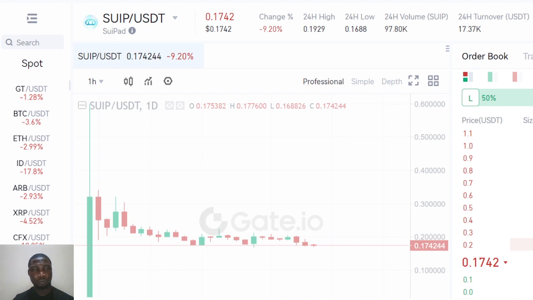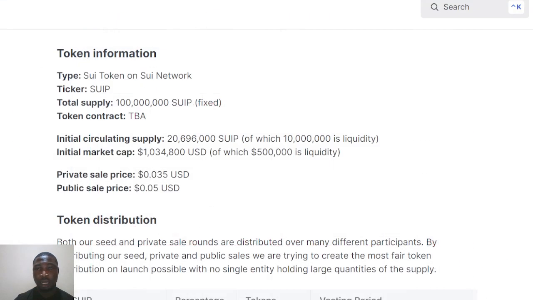It's loading. Now we're also looking at the tokenomics of this project. Let's go to this tokenomics. You can see the current supply, the currently market supply. You can see what is in supply in the market space concerning this token, how many tokens are in supply. You can see the type of token, the ticker, the total supply, the token contract. We can see every point.